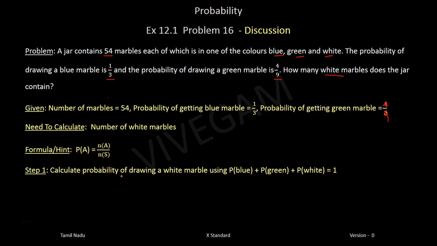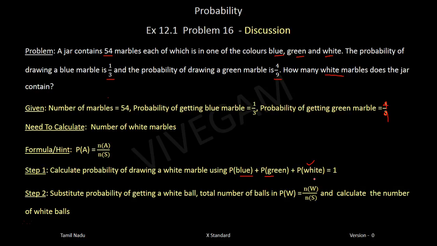Now let's do it. Calculate the probability of drawing a white marble using P of blue plus P of green plus P of white equal to 1. See, all these 3, as I was saying, are mutually exclusive. If the ball is blue, it cannot be green or white. If the ball is green, it cannot be blue or white, right? So they are all exclusive. One excludes the other. So in such cases, the probability of all the events, blue, green and white, will be equal to 1, right? We know blue is 1 by 3 and green is 4 by 9. So substitute those values, and you will be able to get the value of white from this equation.